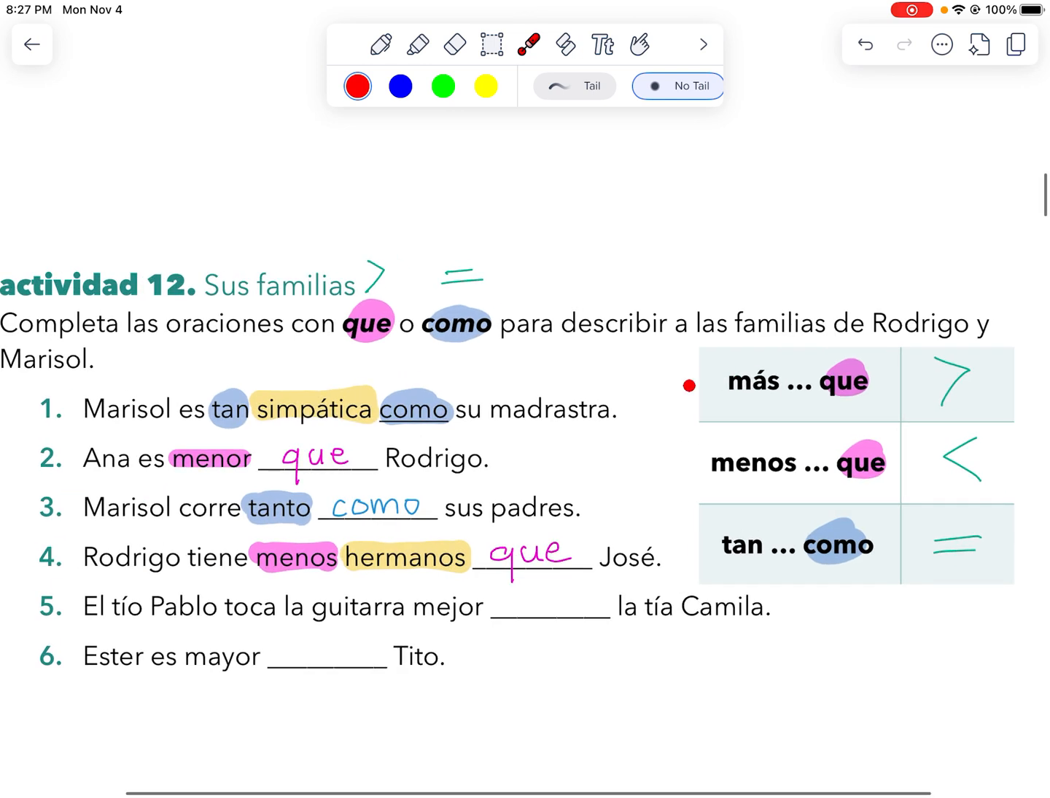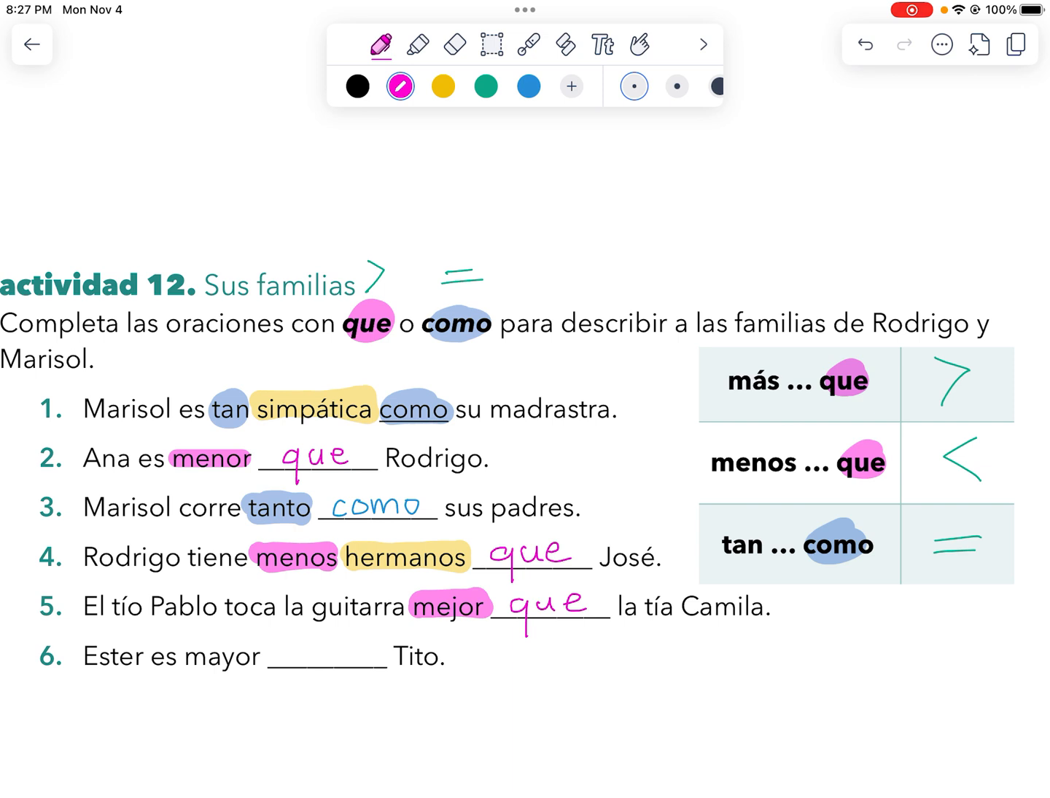Okay, anyway, moving on. El tío Pablo toca la guitarra mejor que la tía Camila. Again, mejor is an inequality. Son diferentes. Entonces tenemos que. Mejor que la tía Camila. Y finalmente, Esther es mayor que Tito. Mayor como menor es desigualdad. No son iguales. So, mayor que Tito. Esther is older than Tito. They are different ages. That comparison gives us a que.